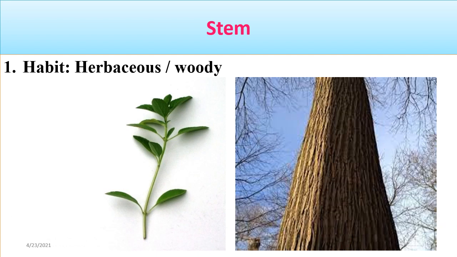Then next is habit of stem. So there are two different habits in the stem. Either it is herbaceous, here you can see, or it is woody in nature. So in these two different pictures you can see this is a fenugreek plant where herbaceous stem is represented, and here is a big tree which is showing woody appearance.